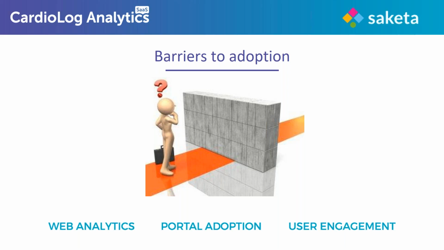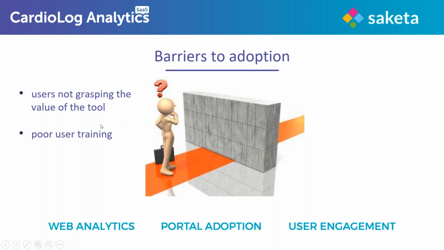You'd want to get over these barriers because employee adoption has a huge ripple effect. The users will enjoy smoother task completion and less frustration, while the organization will see improved productivity and positive ROI if adoption increased. So there are three main barriers when we are talking about adoption and productivity. The first one is users not grasping the value of the tool. The second one is poor user training. And the third one is ineffective communication. So let's explain.